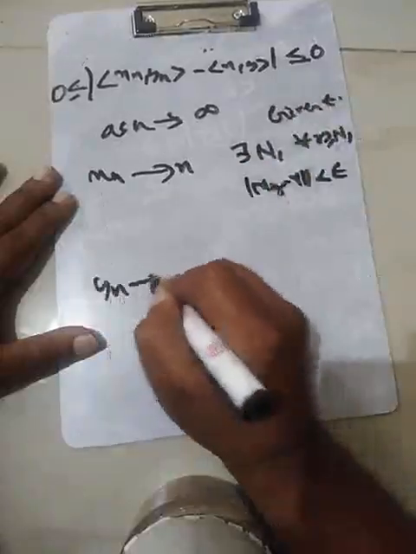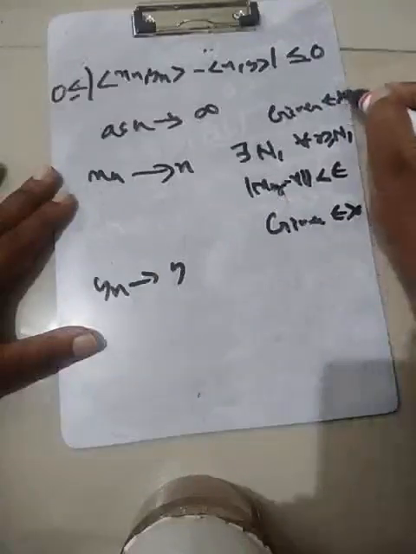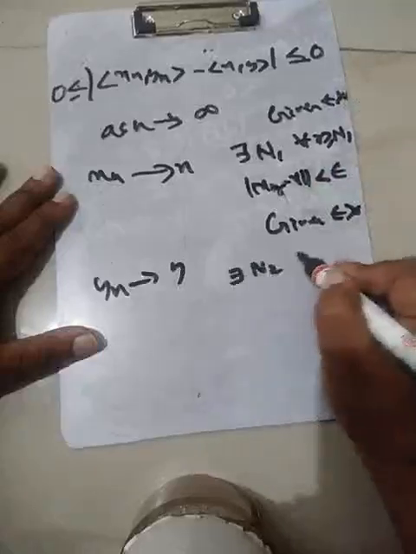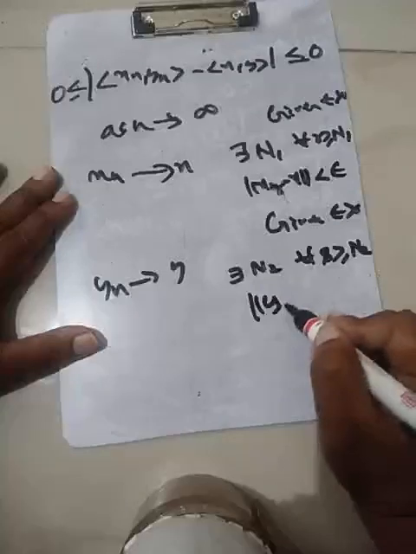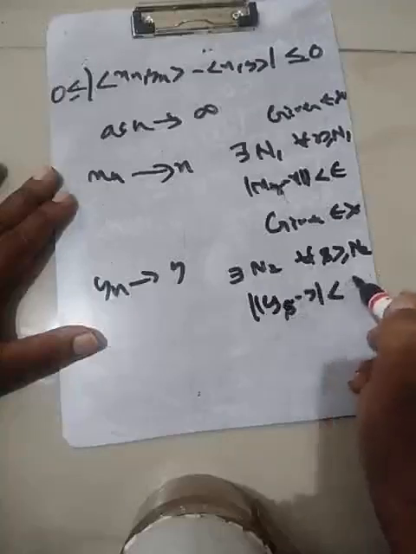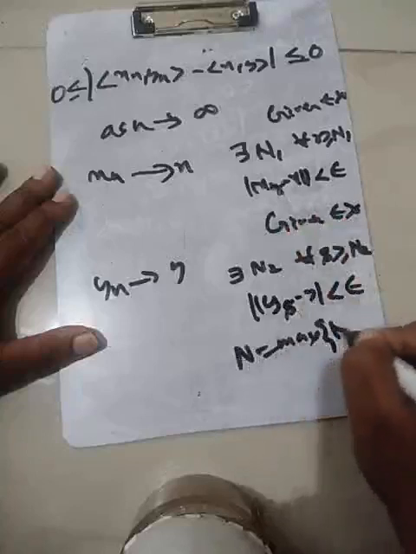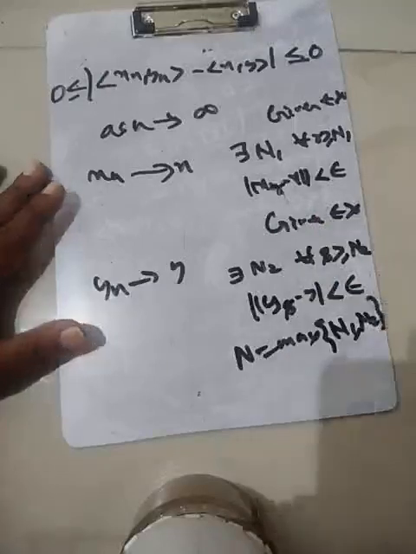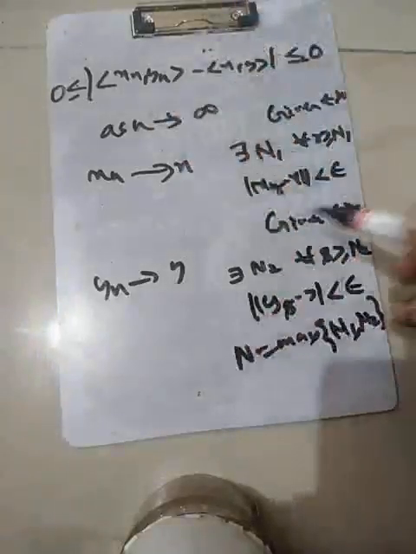Similarly, yn converges to y. What does this mean? Given epsilon greater than 0, there exists an n2 such that for all s greater than or equal to n2, the norm of ys minus y is strictly less than epsilon. So let n be the maximum of n1 and n2. That works. In other words, after this stage, if you look at the following sequence, it tends to 0 as n tends to infinity. This means what?